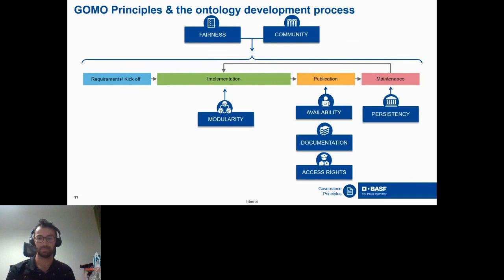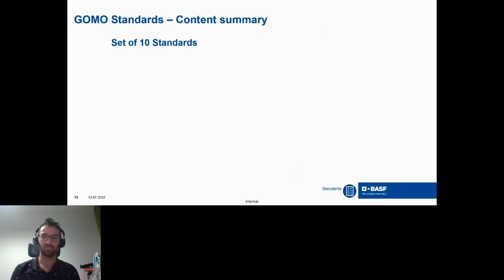Since we have seen how these principles interact with the lifecycle, let's talk about how these principles are related to the next work stream in GOMO, the GOMO standards, which are an agreed convention on how to build and maintain ontologies. They are the specification of these principles, and we are going to summarize the 10 standards that GOMO defines.